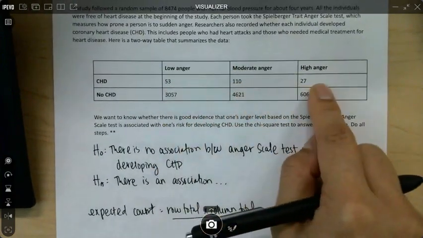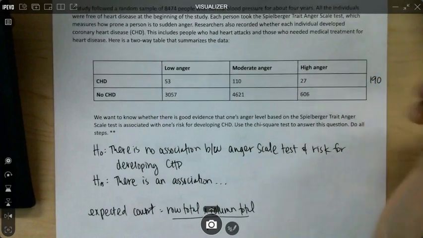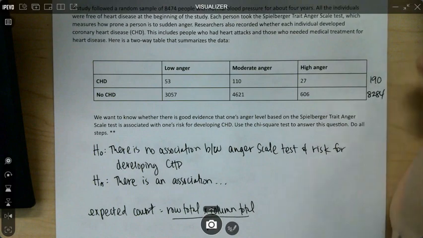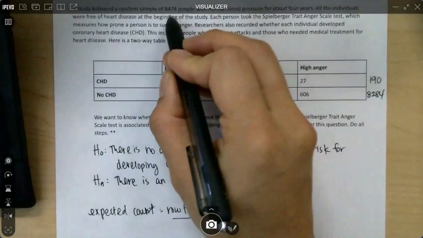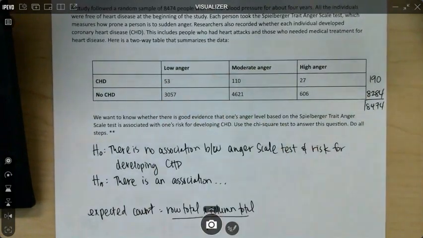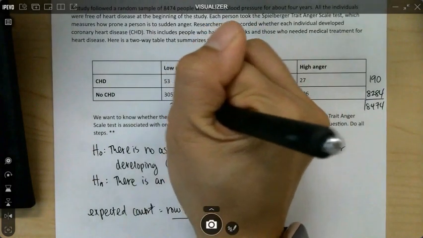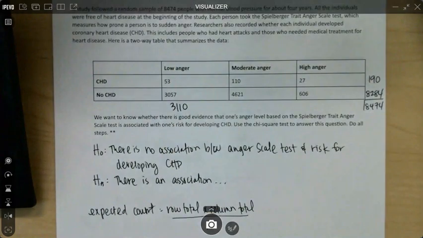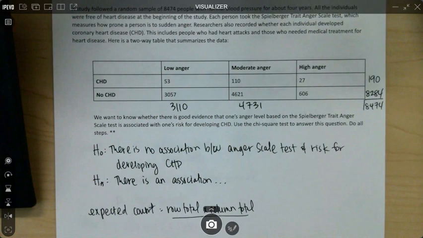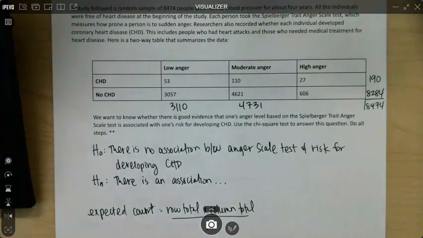Okay, so we don't have the totals, but we can get them here. If we add across here, this is going to be 190. We add across here, this is going to be 8284. The total number of people is 8474. And then we can add down. So 53 plus 3057 is 3110. 110 plus 4621 is 4731. And then 27 plus 606, that's going to be 633.